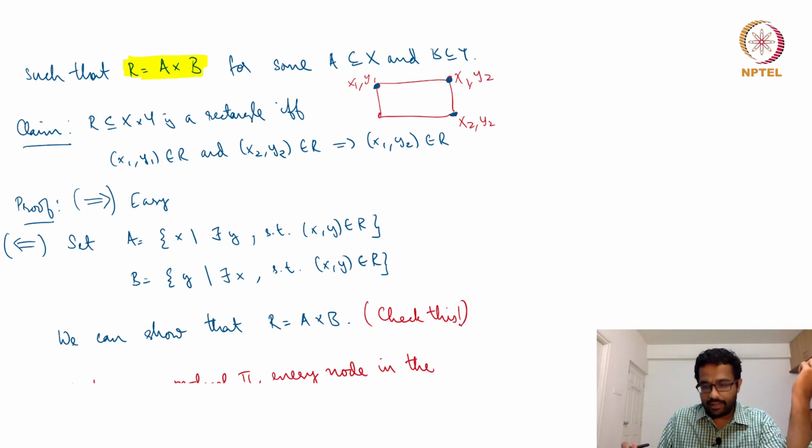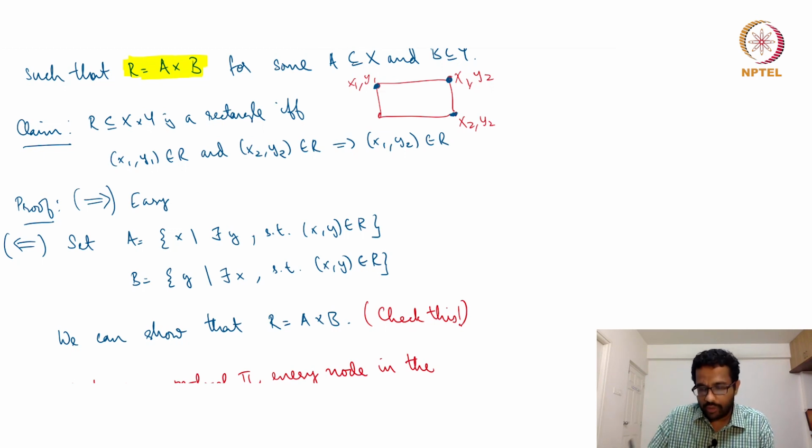So suppose it is a rectangle, in the sense that it is of the form A cross B. Then we know that if (x1, y1) is in R, then x1 is in A, and if (x2, y2) is in R, then y2 is in B. So A cross B means (x1, y2) is also in R. To see the other direction, suppose (x1, y1) in R and (x2, y2) in R implies (x1, y2) in R. Now consider the sets.